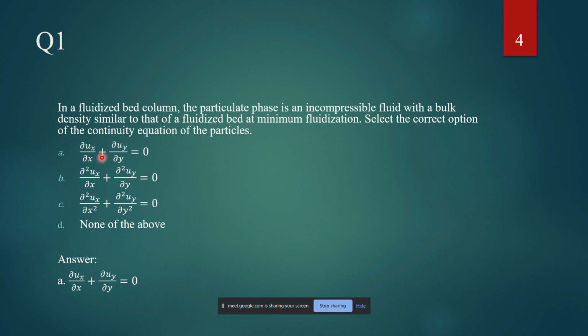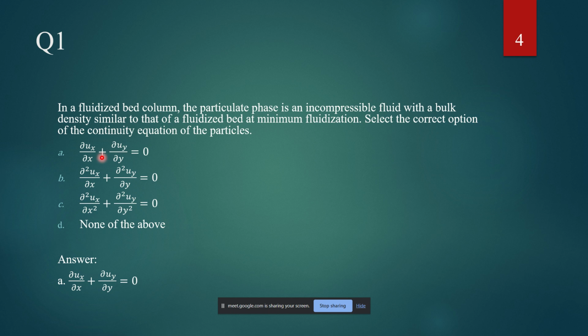What is the second assumption? The second assumption is that the relative velocity between the particle and the fluid is proportional to the pressure gradient. That is, the relative velocity is nothing but the difference in velocity between the fluid and the particle. That is proportional to the pressure gradient. And the third is that the fluidizing fluid is also assumed to behave as an incompressible fluid with a constant voidage at minimum fluidization condition. So we have one more continuity equation with the velocity of the fluid.